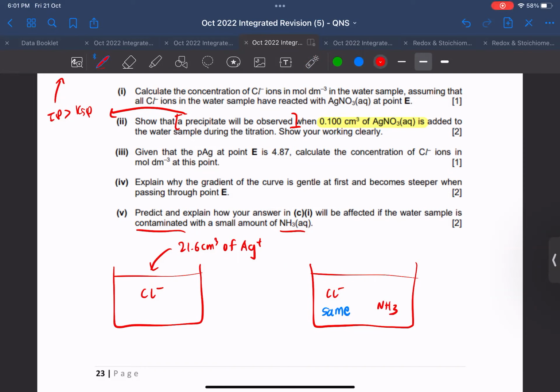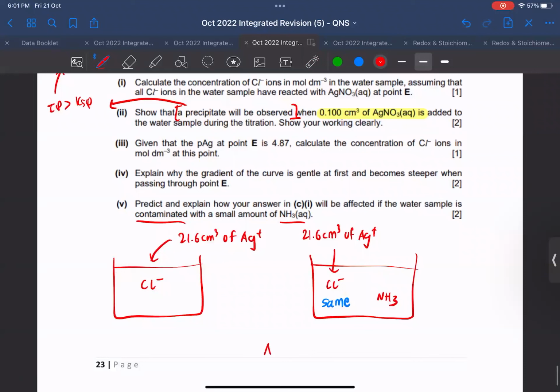So to react with all the same Cl-, do you agree that you still need 21.6 cm³ of Ag+? Minimally, you still need this amount to get rid of your Cl-, because the Cl- is the same. But how does your ammonia come into the picture? Take note that ammonia can react with Ag+ to form the complex. So now that you have additional NH3, this requires a little bit more Ag+ than expected. Let's just say you need 3 cm³ of Ag+ to get rid of the small amount of contaminant.